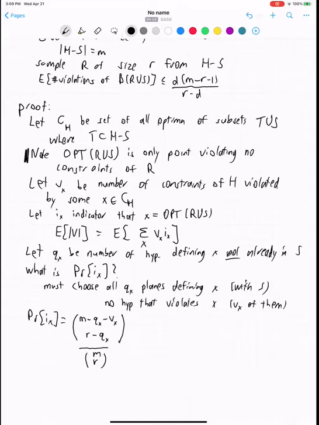Don't you have to also do the choosing of the Q sub x planes? No, those are fixed. There are Q sub x planes that I have to take, and there's exactly one way to do it. Oh, right. Okay. I'm not doing permutations here, I'm doing combinations. Gotcha. Okay, I'm cool with this, yes.